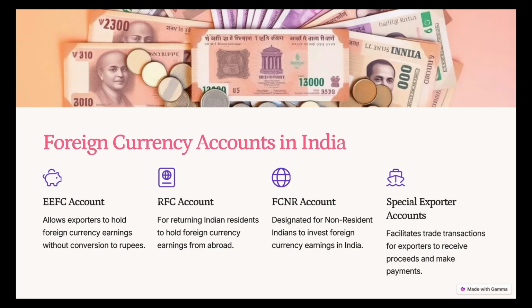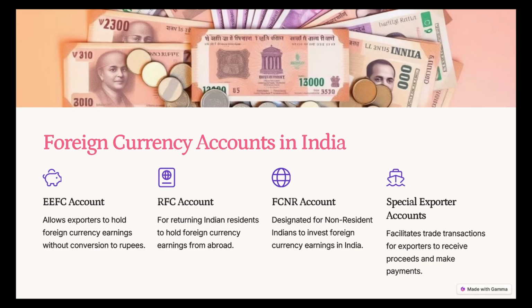Another benefit could be flexibility in payment. Exporters and importers can use foreign currency accounts to manage international payments efficiently, providing liquidity for global operations and facilitating timely payments. Repatriation of funds: accounts like FCNR offer NRIs the flexibility to repatriate funds without conversion, making them attractive for investment purposes while maintaining currency value.